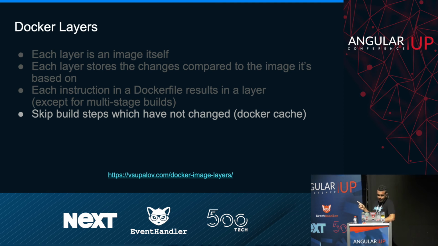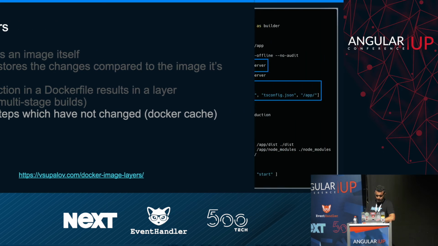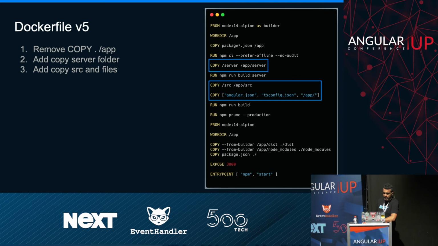The last bullet is about the Docker cache. When you understand it, you can use it. So in the next version of my Dockerfile, I remove the copy of all of my repo, and I copy only the relevant files and folders. For example, I copy only the server side, and then I build it. Then I copy the client side, the SRC folder of the Angular, and the relevant files that I need for the build, and run the build.